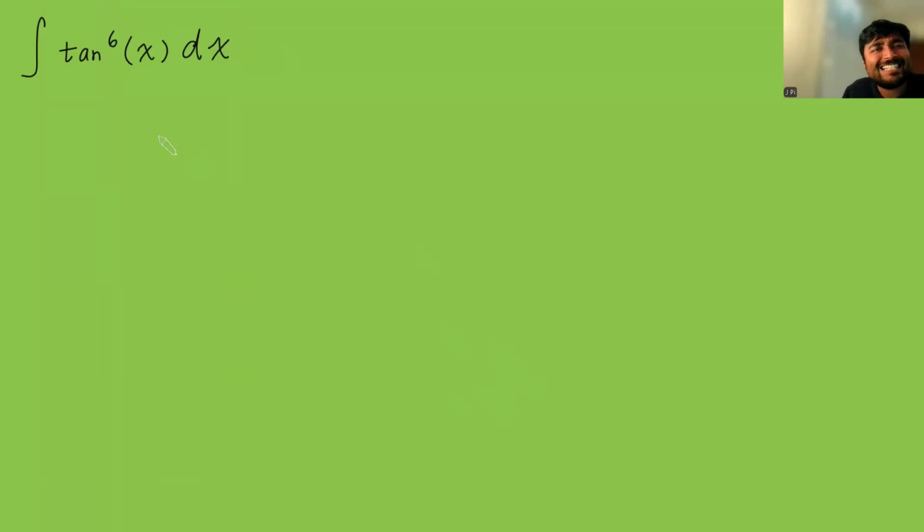Today I'm going to be integrating tan to the 6x dx, and there's a couple of ways you can do this. You could do this via integration by parts. I'm not going to be doing quite that today. What we're going to do is start by just writing this integral again.